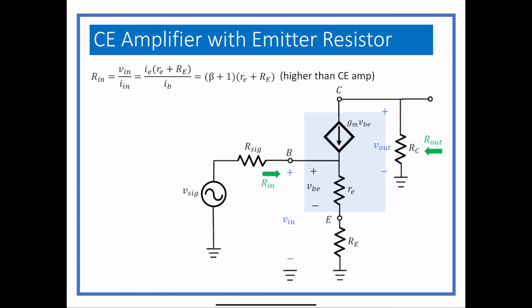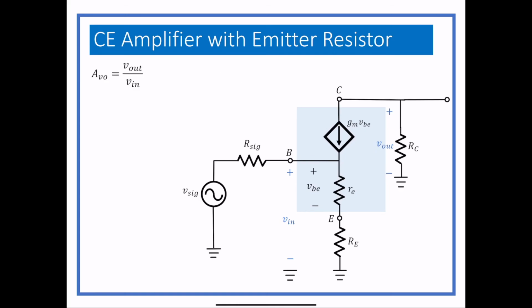For the gain equation, remember AVO is defined to be Vout over Vin. Vout is going to be minus gm VBE RC, and the Vin is going to be little VBE, then plus gm VBE RE.